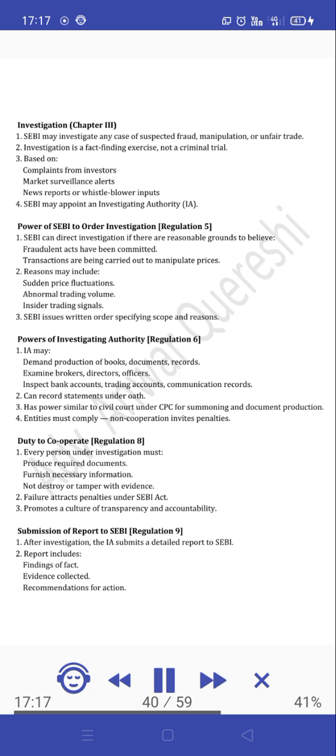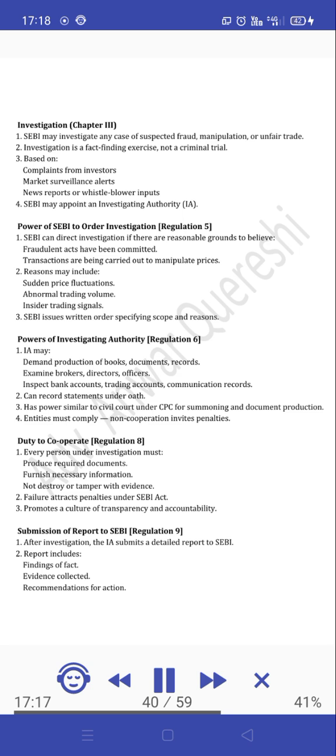Power of SEBI to order investigation, Regulation 5.1. SEBI can direct investigation if there are reasonable grounds to believe fraudulent acts have been committed, or transactions are being carried out to manipulate prices. 2. Reasons may include sudden price fluctuations, abnormal trading volume, insider trading signals. 3. SEBI issues written orders specifying scope and reasons.